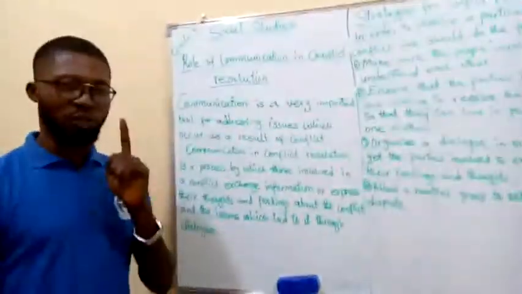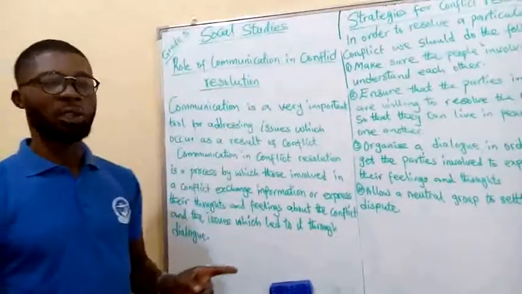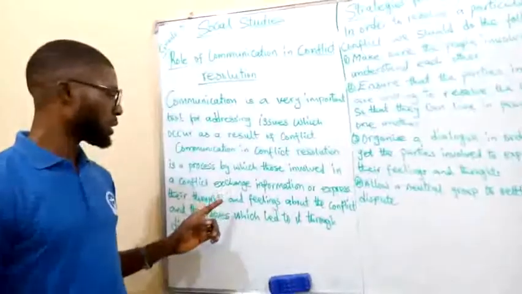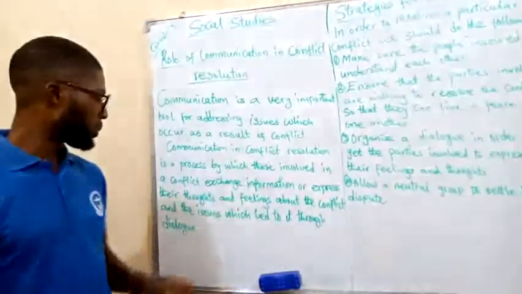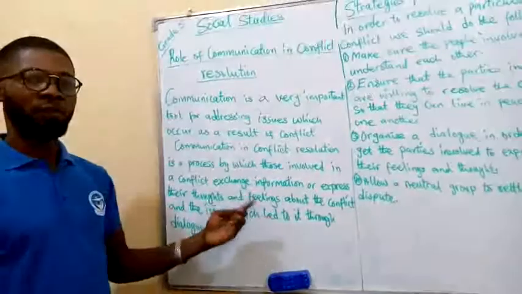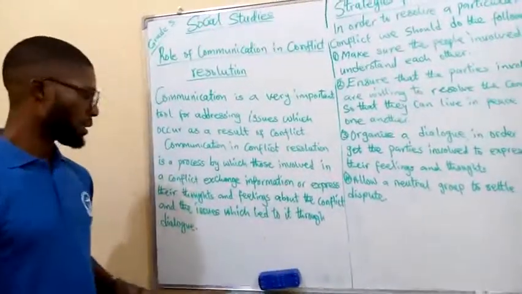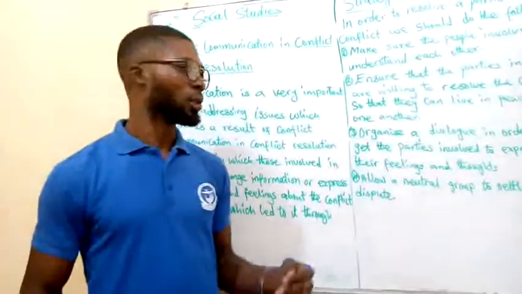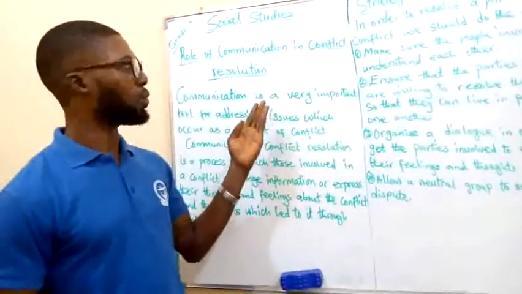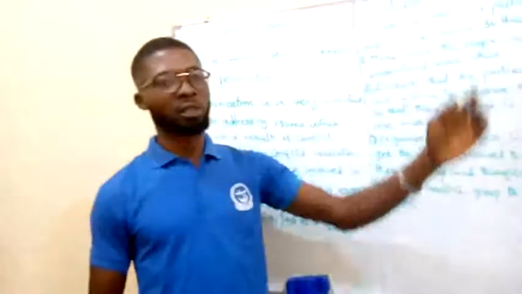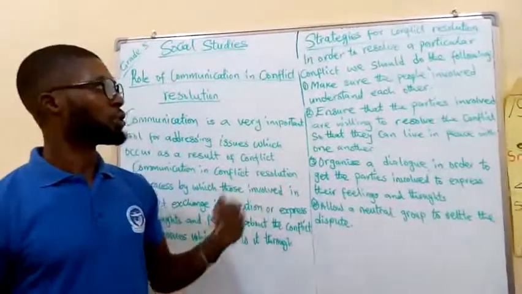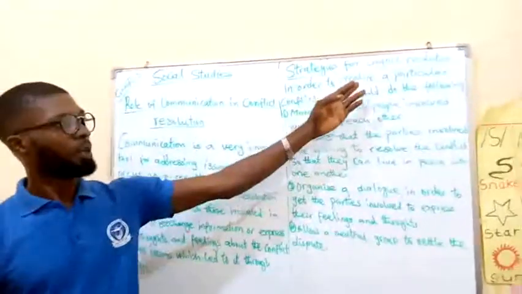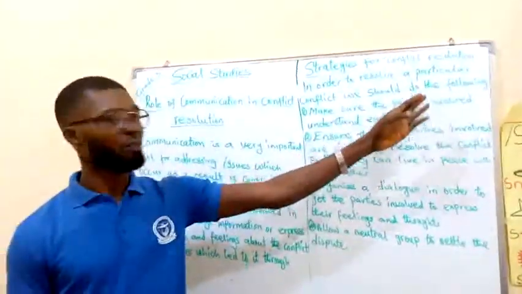And we have been able to discuss further, saying that communication in conflict resolution is a process by which those involved in conflict exchange information or express their thoughts and feelings about the conflict and the issues which led to it through dialogue. So this has been able to explain the role of what? Communication, and went further to talk about the strategies for conflict resolution. I will say that in order to resolve a particular conflict, we should do the following, which we listed here.